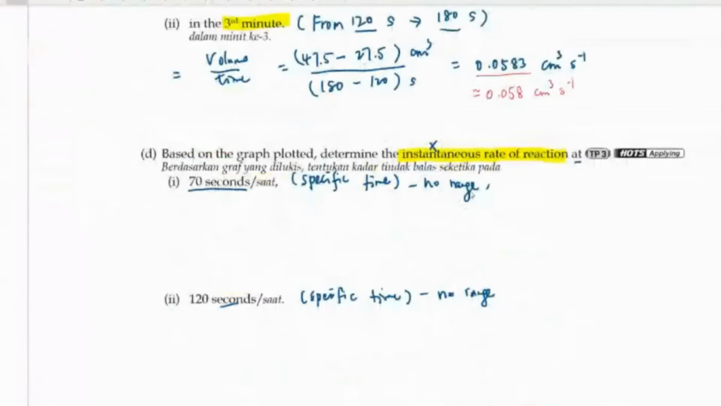Type number 2, we call it the instantaneous rate. It is the rate of reaction at 70 seconds, at 120 seconds, 180 seconds, and so on. This one must use the graph. You cannot use the table. You must get the answer from the graph.